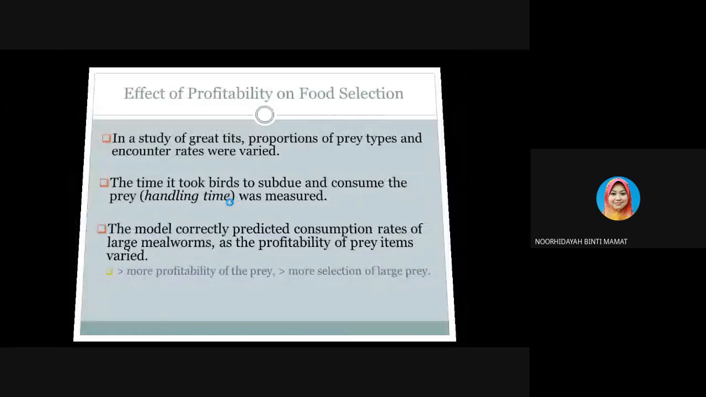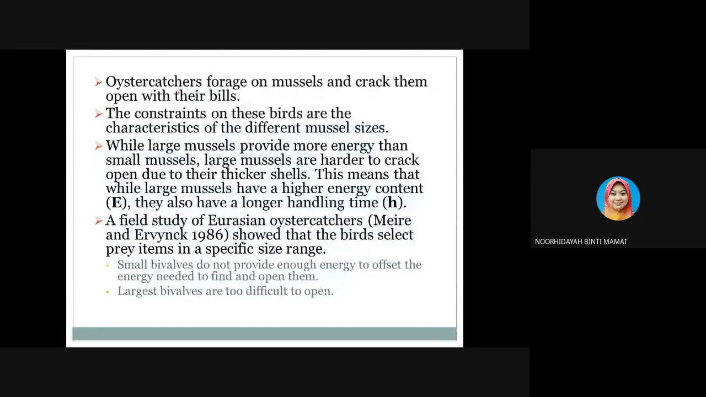The other example is oystercatchers, birds. Oystercatchers forage on mussels and crack them open with their bills. The constraint for these birds is the characteristic of different mussel sizes. So mussel size here is the prey. While large mussels provide more energy than the small mussels, the large mussels are harder to crack open due to their thicker shells. This means that while the large mussels have a higher energy content, they also have a longer handling time.